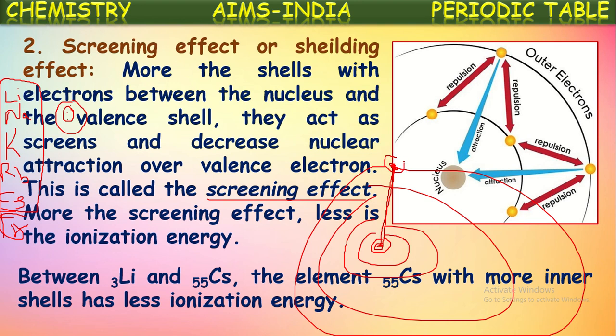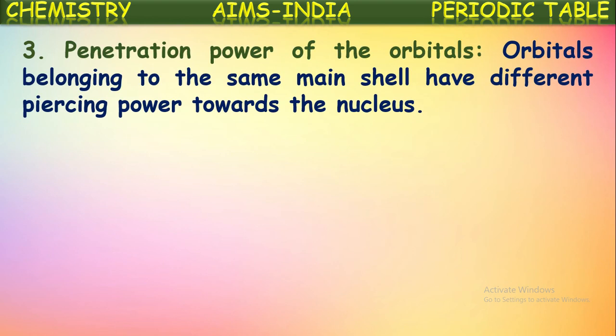So when the nuclear force of attraction decreases, what happens? The removal of this electron becomes very easy. That means ionization energy decreases. That's why among these first group elements lithium and cesium, the element cesium has more screening effect and has less ionization energy. Okay. Next factor is penetration power of the orbitals.